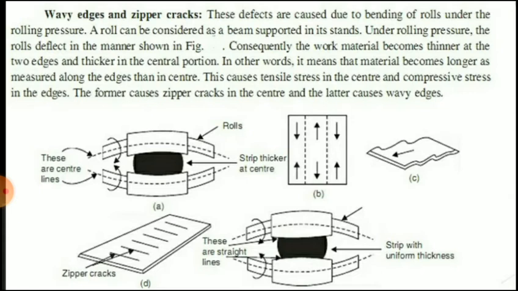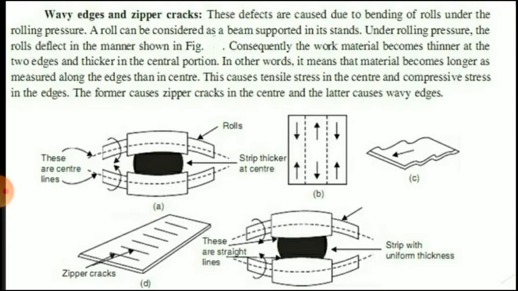Because the edges are restricted from expanding in the longitudinal direction, wavy edges are formed. You can see in diagram C the wavy edges, because the edges are restricted from expanding in the longitudinal direction. Due to that, the wavy edges are formed, that you can see in diagram C.